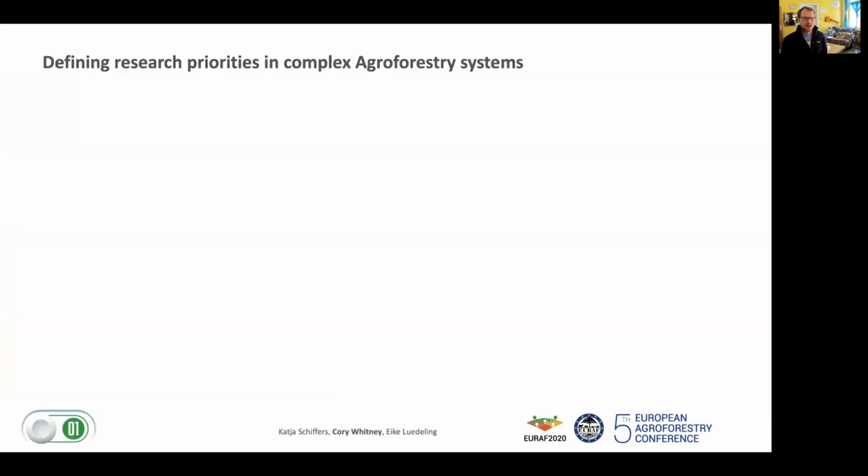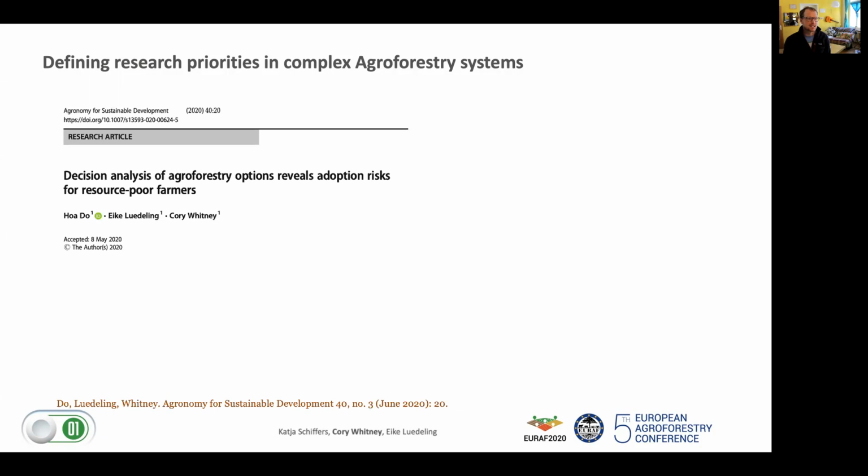Agroforestry systems are notoriously complex, and interventions to them are fraught with uncertainties. We care about uncertainty in our work, and we try to work with it and express it and communicate about it in supporting decisions. I'll use an example about informing agroforestry interventions in Vietnam. This is the paper by our colleague Hoa Do, if you want to read more about it.